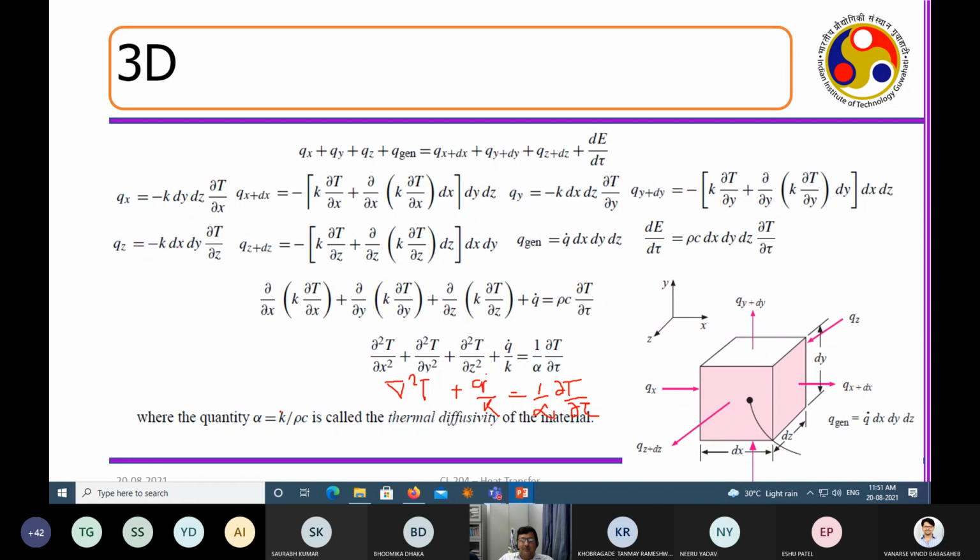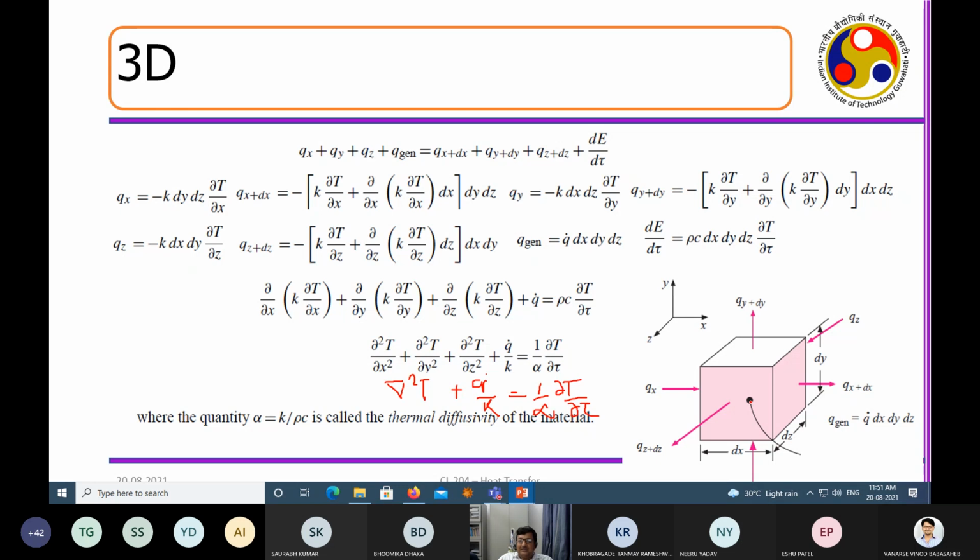K is how much heat is conducted, how much heat has diffused from this place to this place. Because this is a molecular mechanism, it is called diffusivity. Whereas rho C is how much heat is stored. So whatever heat is coming to a system, a part will be stored and a part will be diffused. The ratio of the part which is diffused to the part which is stored is called the thermal diffusivity.